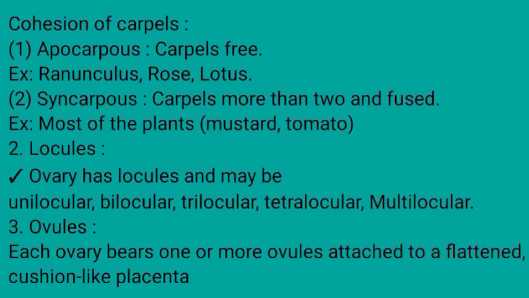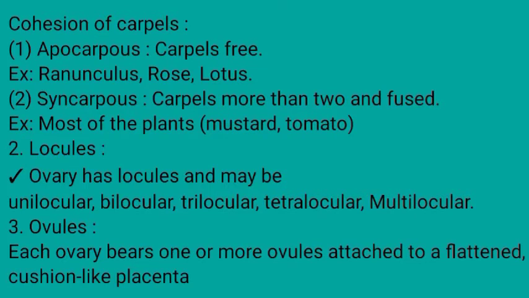Cohesion of carpels. Number 1, apocarpous. In this type, carpels are free. Example, Ranunculus, rose and lotus. Syncarpous. In this condition, carpels are two or more and fused with each other. Example, most of the plants like mustard, tomato.